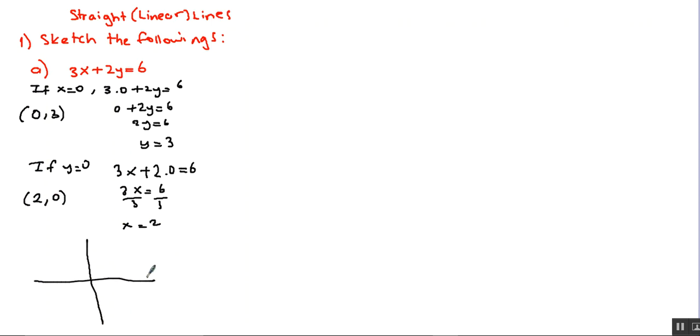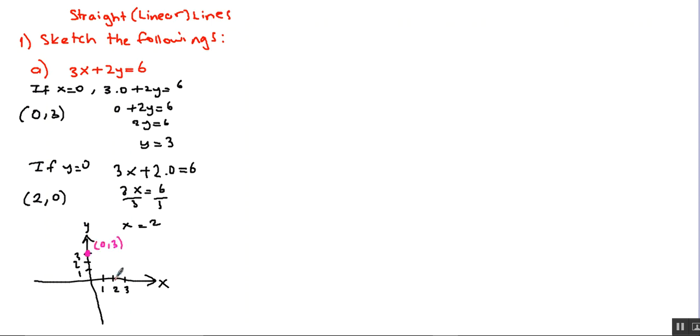Afterwards, we draw a coordinate plane. Here is x, here is y. So say this is 1, 2, 3. We write it 1, 2, 3. And this is 1, 2, 3. So where is the point 0, 3? 0, 3 is here. This point is the 0, 3 point.